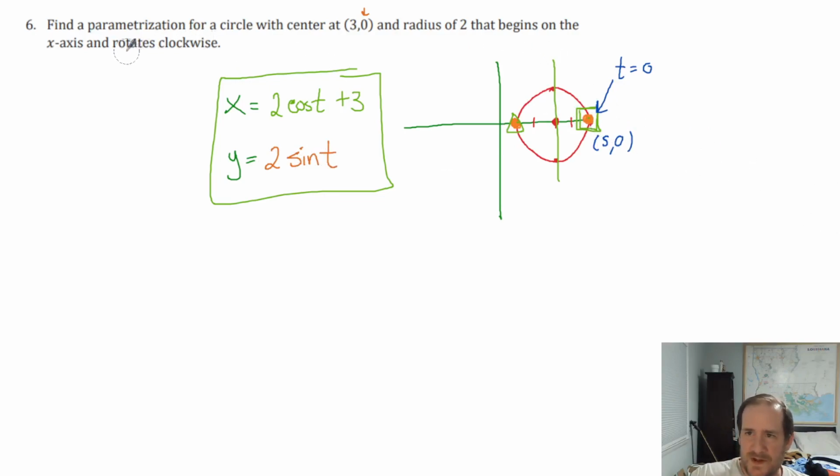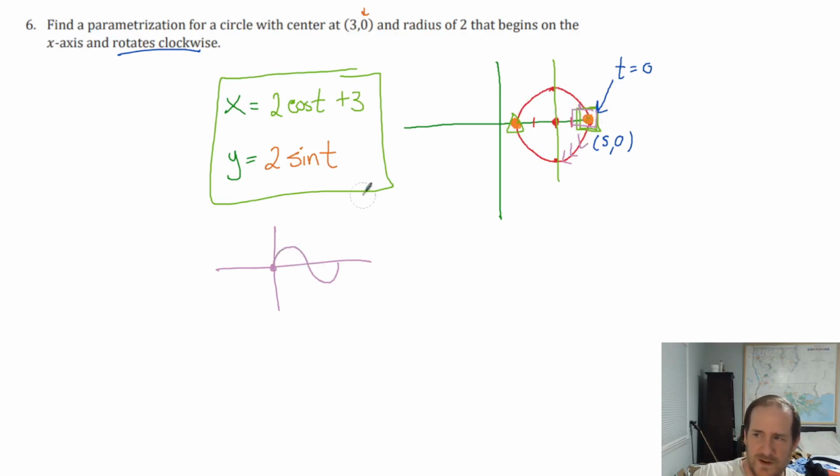Now, they did say we had to rotate clockwise, and this is where things get a little weird, because I want to go down. But I've modeled y with a sine equation, right? Pretty sure sine equations start at the middle and come up. So as written, these parametric equations are going to start where I want them to start, but they're going to rotate counterclockwise. So how do I make it go clockwise?